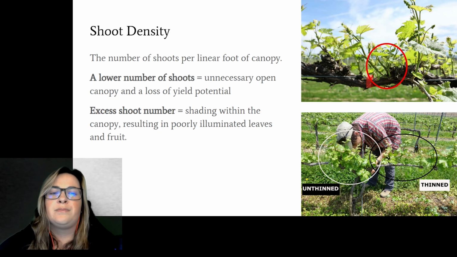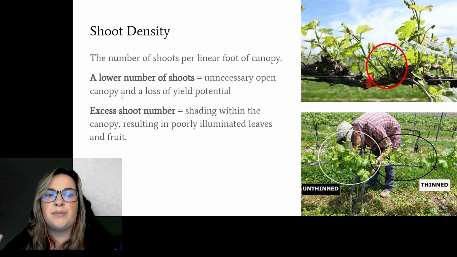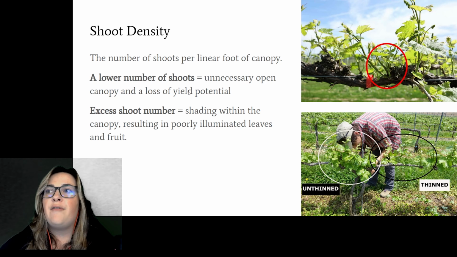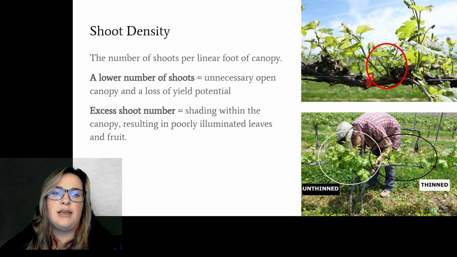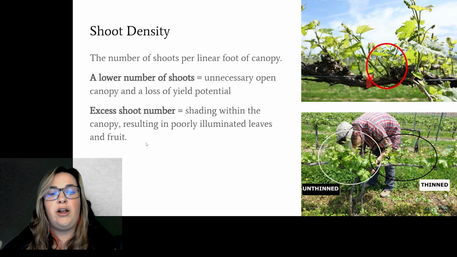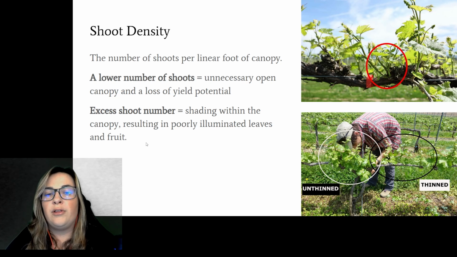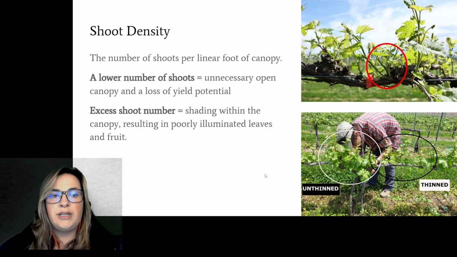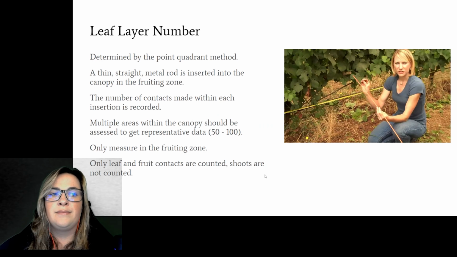So there's 2 extremes to this, right? If you have too low of a number of shoots, you'll have an unnecessarily open canopy, and then also you'll lose what could have been fruit. So loss of yield potential. If there are too many shoots, then you can have excessive shading and then poorly illuminated leaves and fruit. So it's all about balance, right? Shoot density is one of the ways that we do that. Next, we're going to talk about leaf layer number.